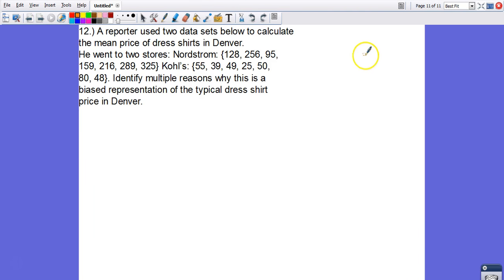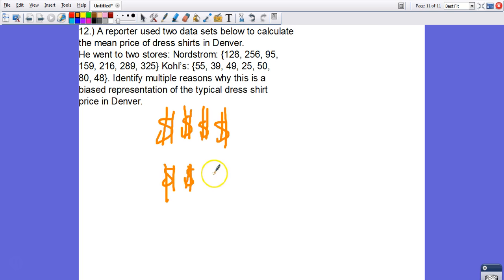Last one. A reporter used 2 sets of data below to calculate the mean price of dress shirts in Denver. He went to 2 stores, Nordstrom and Kohl's. Identify multiple reasons why this is a biased representation of the typical dress shirt price in Denver. Obviously, the first reason is that Nordstrom is an extremely pricey store, right? They might have $4 signs in Yelp, and Kohl's may have $2 signs in Yelp. So of course, if he only uses these 2 stores, it's going to skew it towards the pricier scores, right?